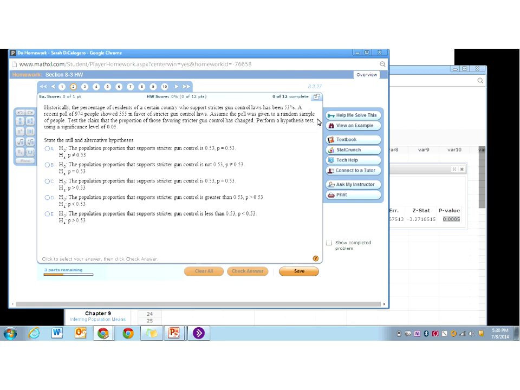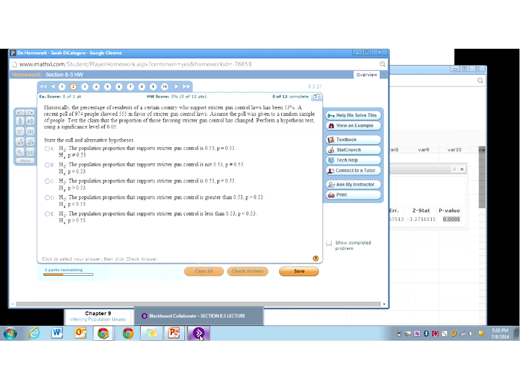Okay. Historically, the percentage of residents of a certain country who support stricter gun control laws has been 53%. A recent poll of 974 people showed that 555 are in favor of stricter gun control laws. Assume the poll was given to a random sample of people. Test the claim that the proportion of those favoring stricter gun control has changed. Perform a hypothesis test using the significance level of 0.05.